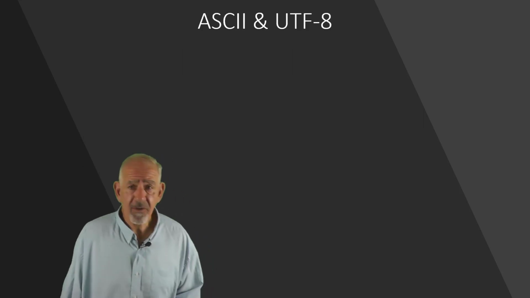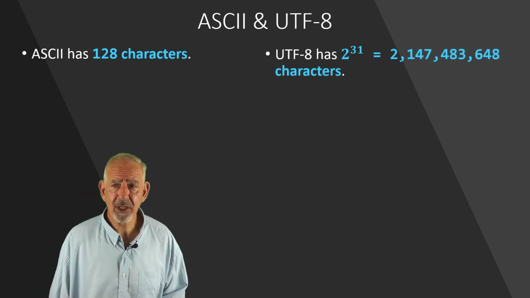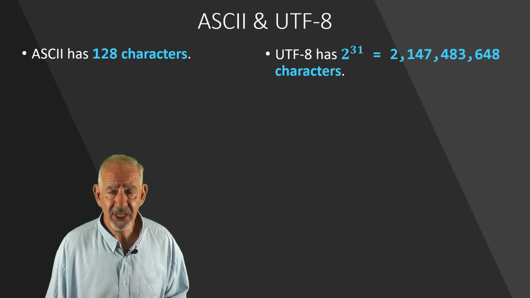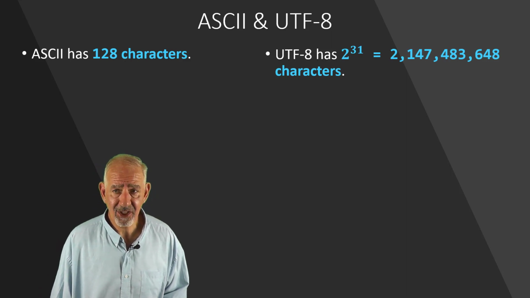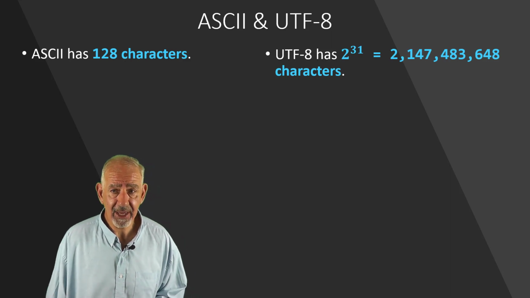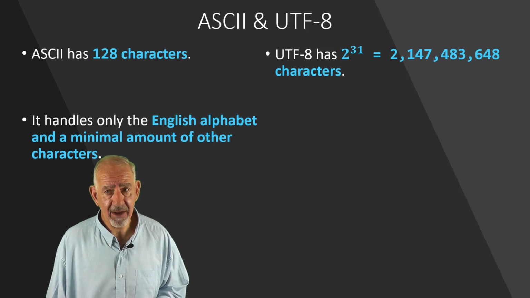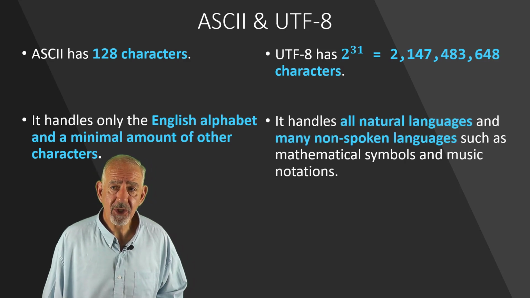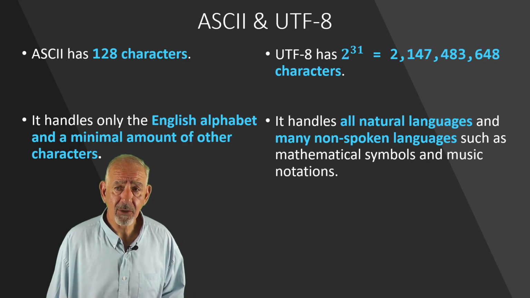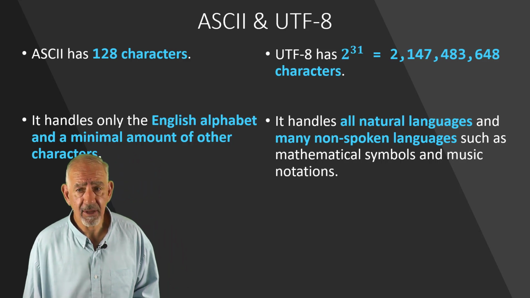Now, ASCII itself had 128 characters. UTF has something like 2,147,483,648 different characters. That's just the one UTF. I think we've got enough there. Now, ASCII only handled the English alphabet and a minimal amount of other characters, whereas with UTF we can cover all the natural languages and many non-spoken languages as well, such as mathematical symbols and musical notation.